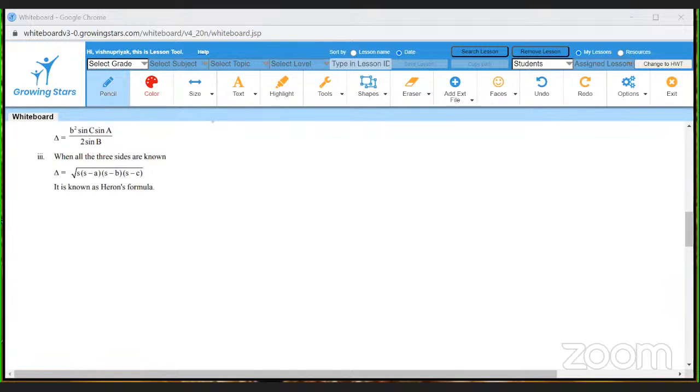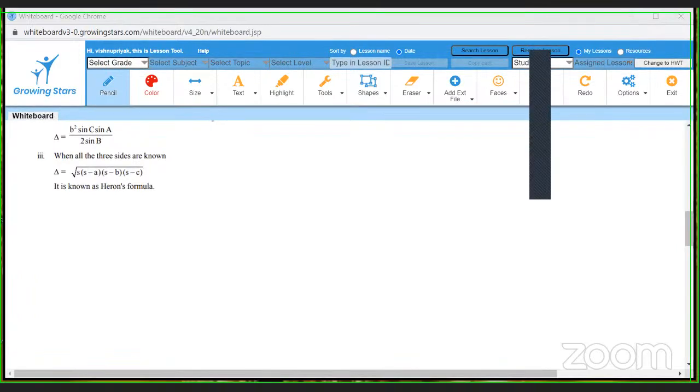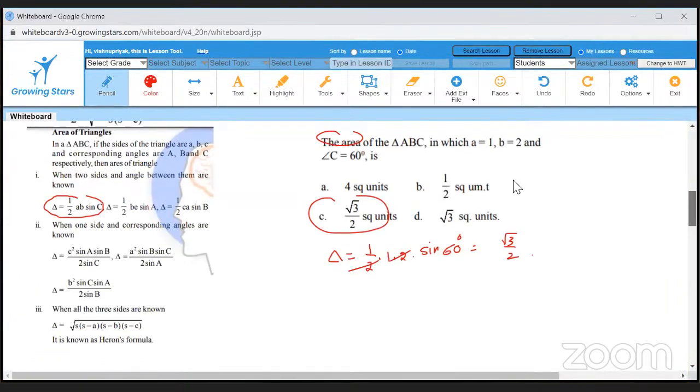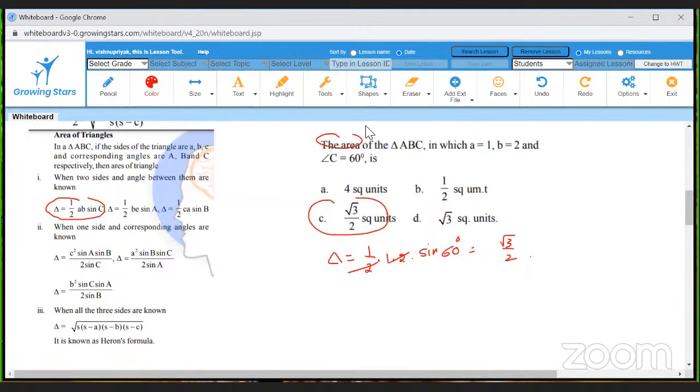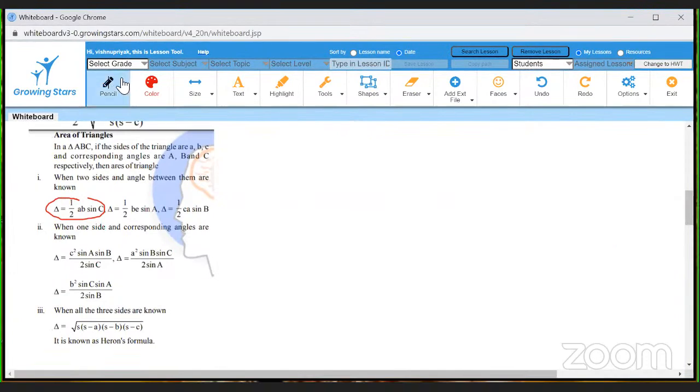One more question I'll give you based on these formulas only. You can try. Just beside these formulas, I will give it to you so that you can see the formulas and use them.